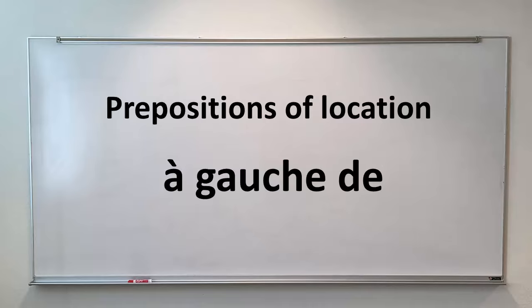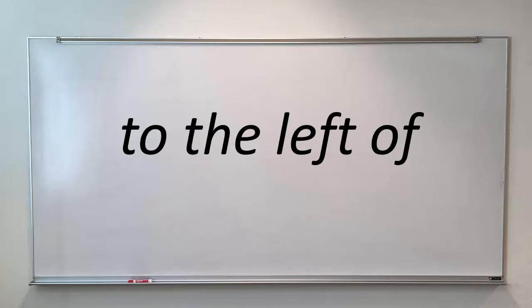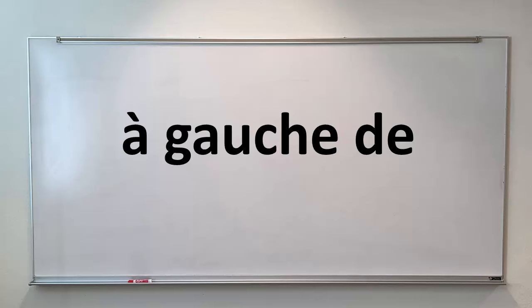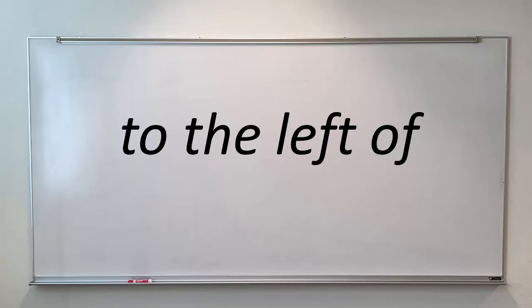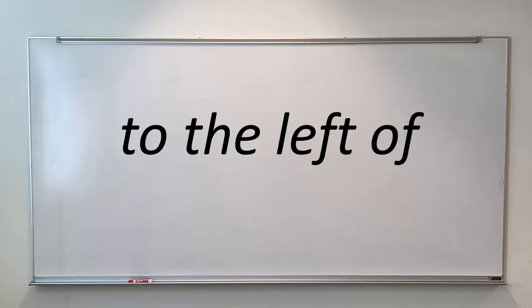So your first question, what does à gauche de mean in English? Well, in English, à gauche de means to the left of. To the left of, à gauche de. So think of to the left of as a unit. All those four words go together. We don't divide them. The same goes with à gauche de, to the left of. You keep them all together. They function as a unit.